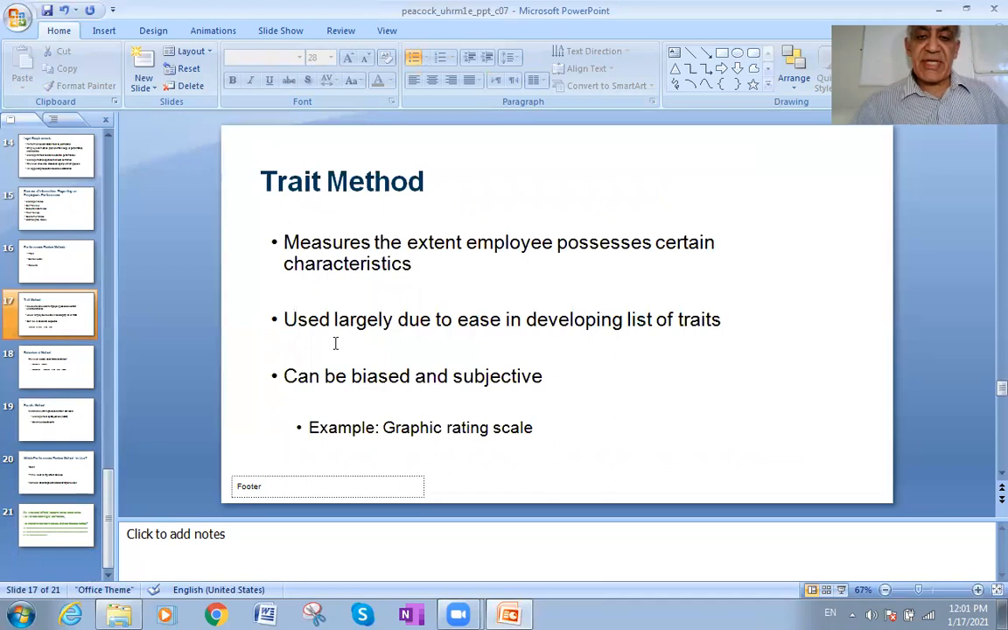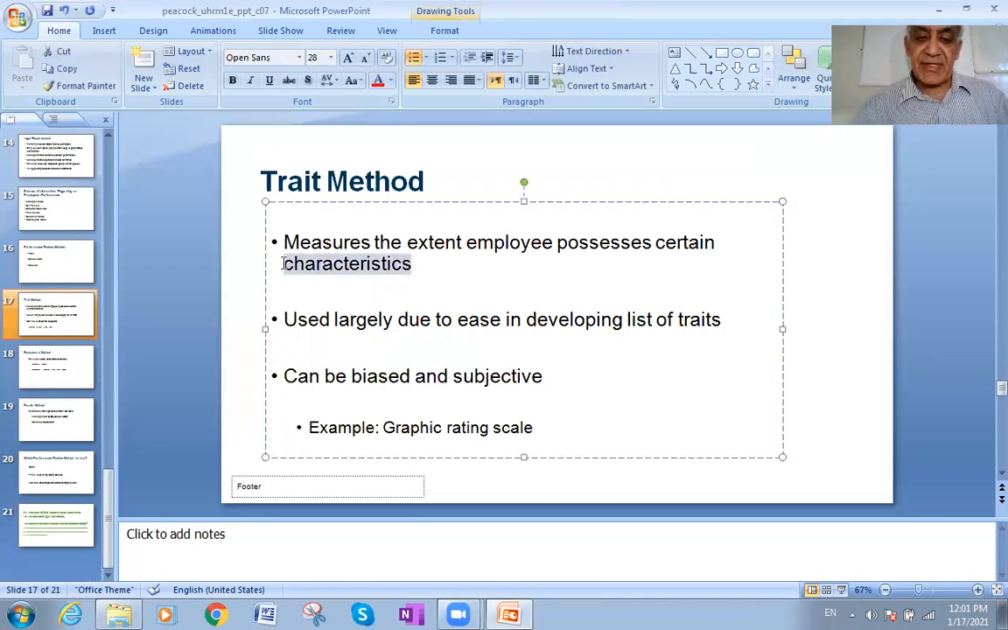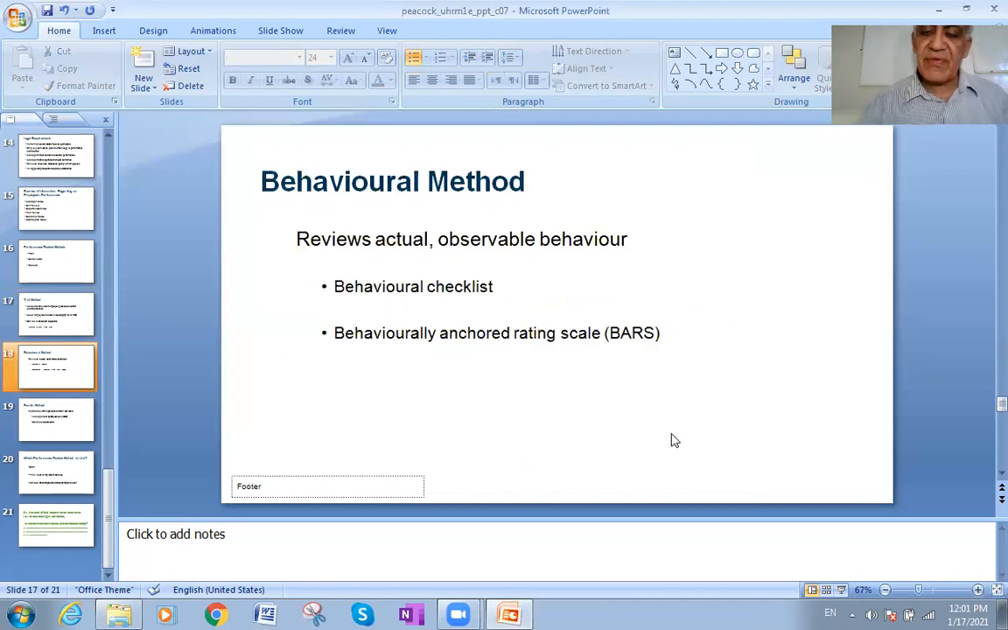The trait method measures the extent to which an employee possesses certain characteristics. It is usually used due to the ease of developing a list of traits. It can be biased and subjective. An example is the graphic rating scale. The graphic rating scale is when you give ratings like very satisfied, satisfied, not satisfied, not satisfied at all.